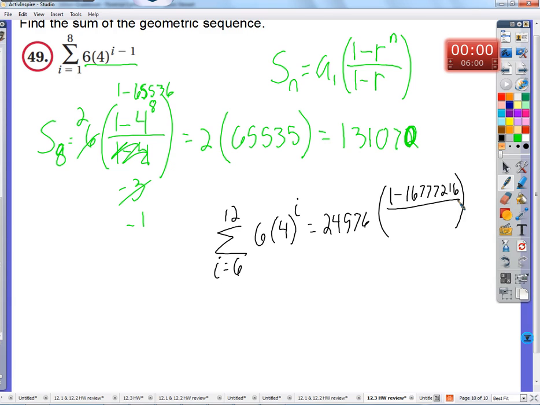Then this should be, I would think, this is r to the last number. This should be r to the first number. This would be 1 minus r to the 2,000 to the 6th. So it's what? 24,576. Okay. That should do it.